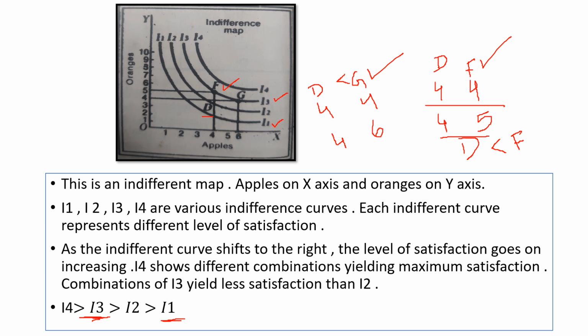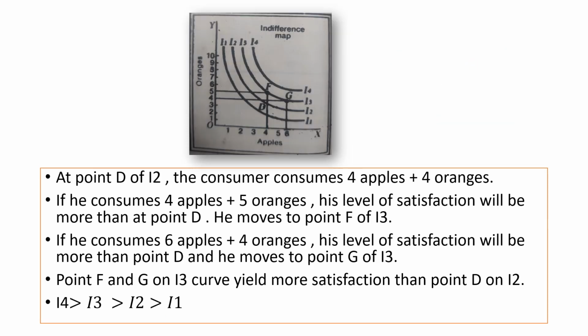also increases. So this is the written explanation of what I told you previously: at point D, what he is having when he is shifting to point F, I3 is moving, and similarly at point G he is having a different combination. So we easily conclude that I4 is giving you more satisfaction as compared to I3, and this is the descending order of satisfaction from I4 to I1.